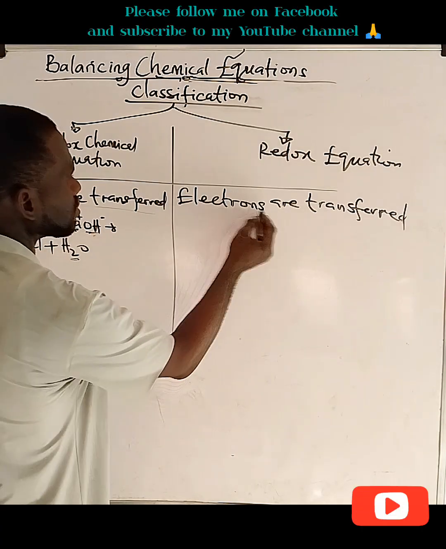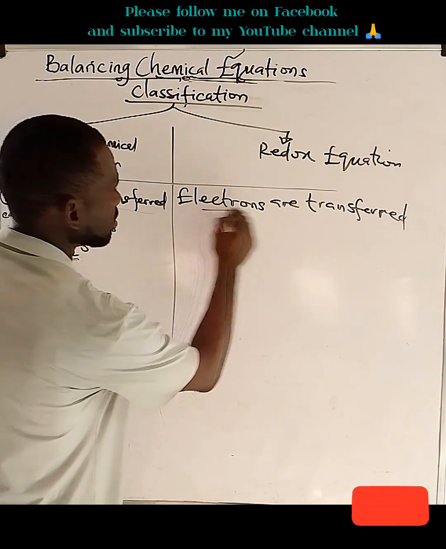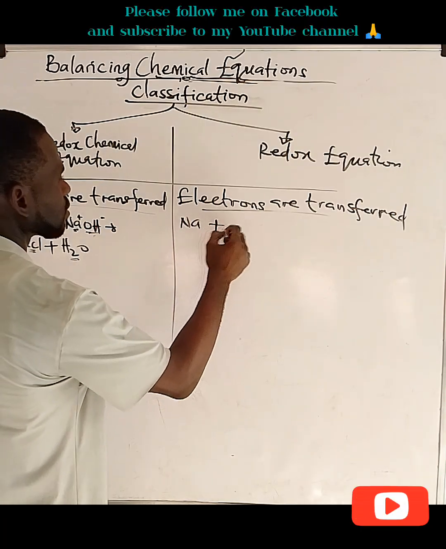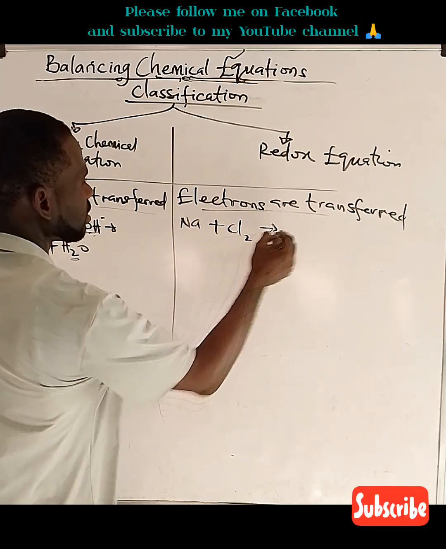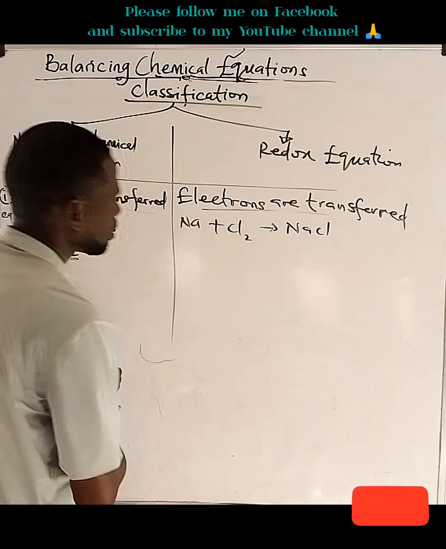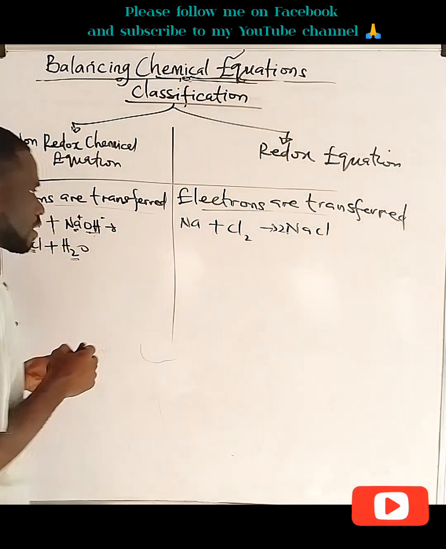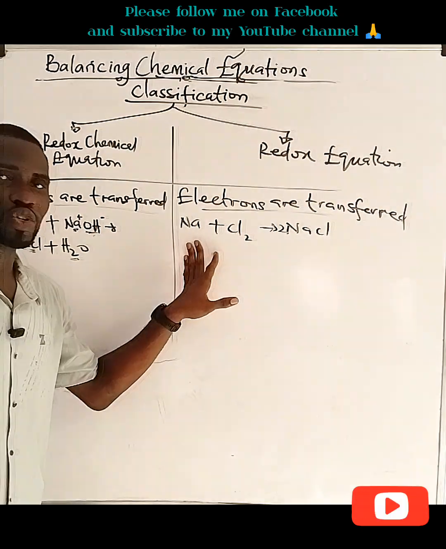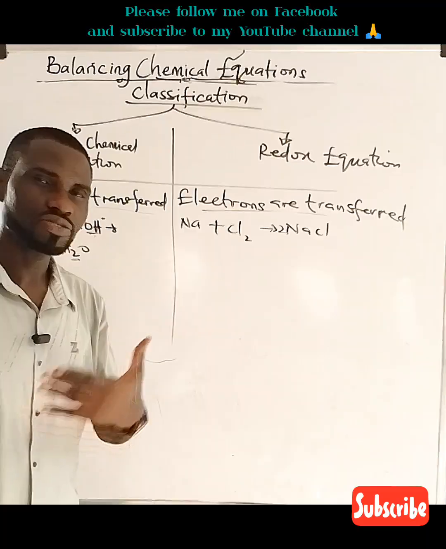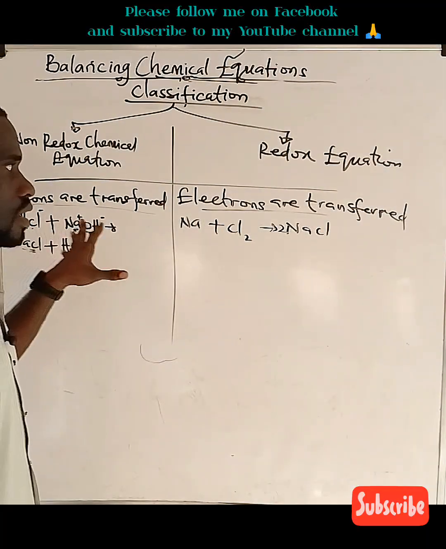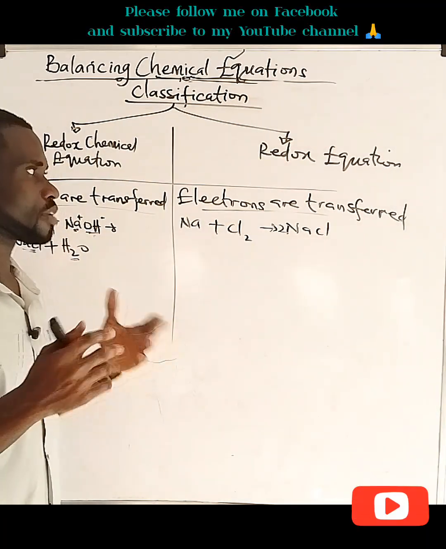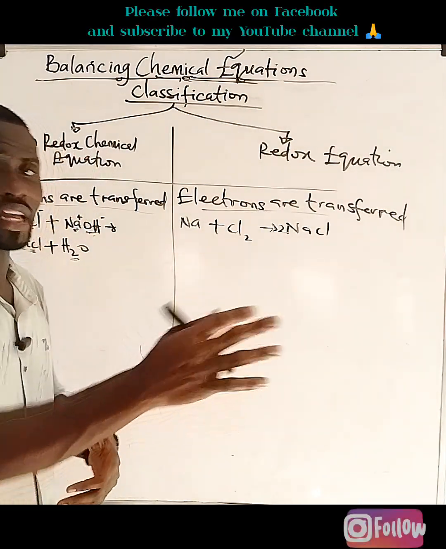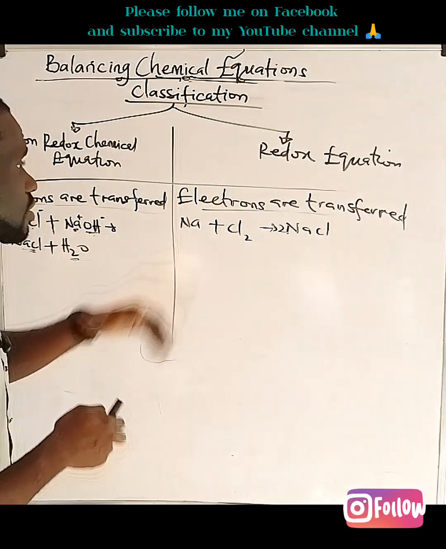Whereas for the redox equation, there is a transfer of electrons. Let me just write out something simple here: sodium plus chlorine gas, which will give us sodium chloride. I'm going to balance this off. We have two right here. When it comes to a redox equation, ions are not really being transferred. We're not talking about a transfer of ions like this. It's not a swap of ions. What we are talking about is a transfer of electrons. Electrons are being given and electrons are being received. And that's why we call it a redox reaction.